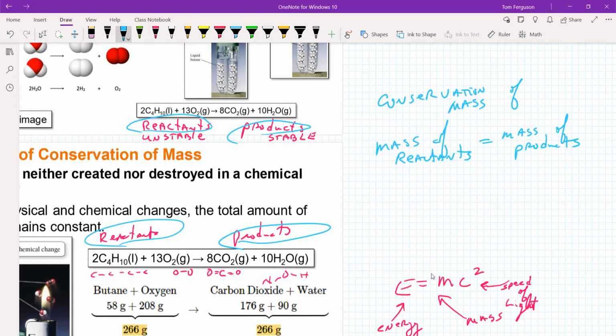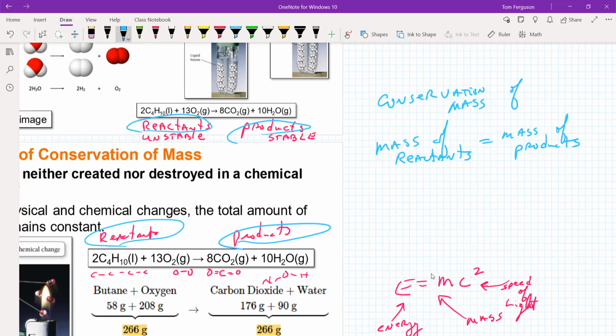Because the reactants change into products, meaning they aren't the same molecule as what you started with. So this is kind of weird now. The sum of the reactants equals the sum of the products. The reactants are different than the products chemically. But if you put them on a scale, they're going to be equal. Because if they're not equal, we have a big explosion.